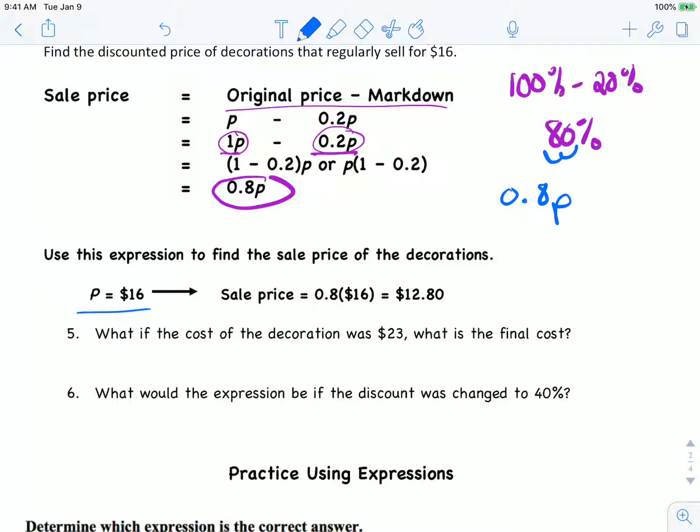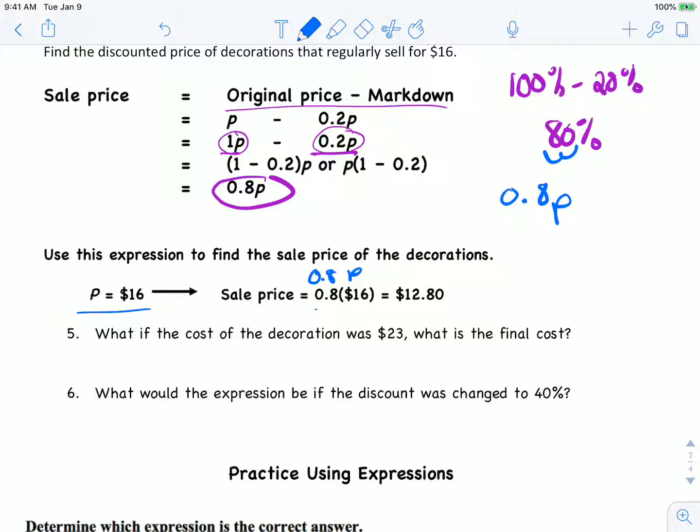All right. So use this expression to find the sales price of the decoration. So it's $16. So they did exactly what we did. Instead of 0.8 times price, they plugged in the price. So 0.8 times 16. And I got 12.8, which is how they got 12.80. Okay, so let's do some on our own.